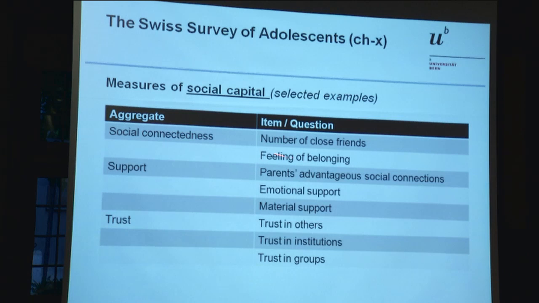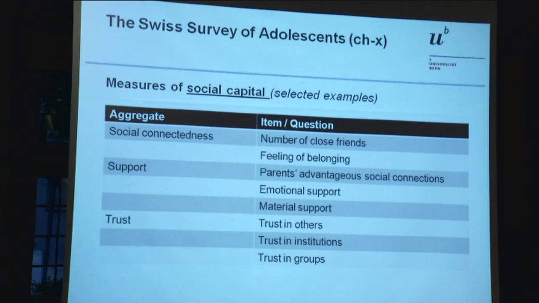But here's an interesting one, a new innovation that we did. We asked them, if there is a critical situation, do you or could your parents link you up with powerful others that can help you? So it's actually these kinds of connections, we call them, that might be very helpful and very instrumental for success in your life. Do your parents have this kind of social capital that you can rely on? And of course, we have the trust measures.